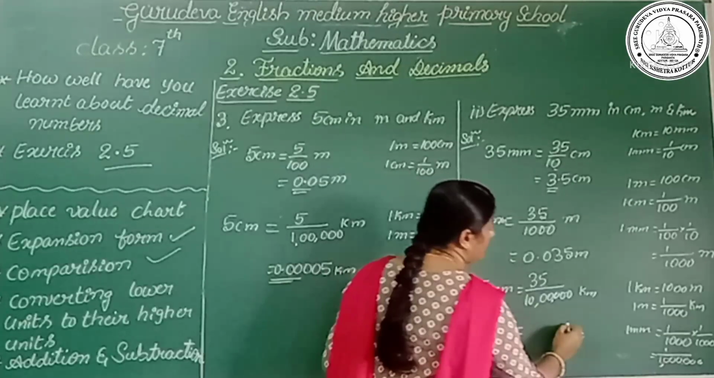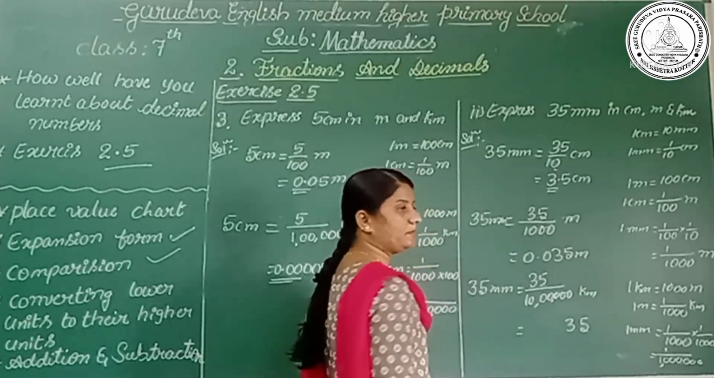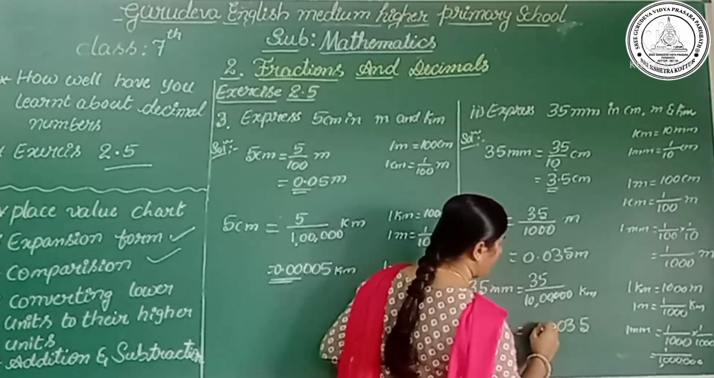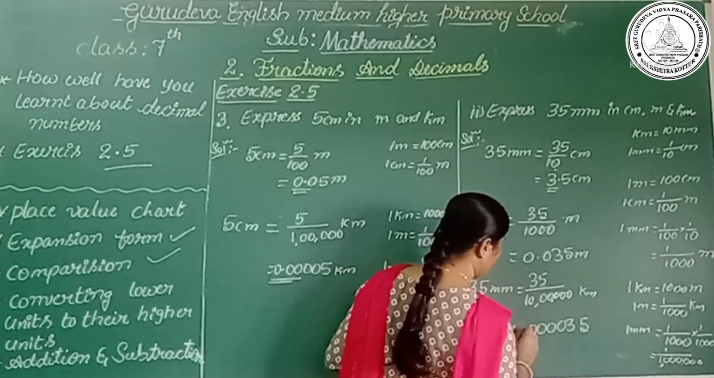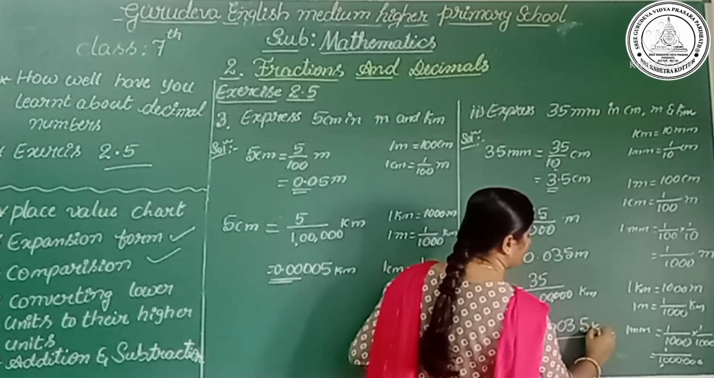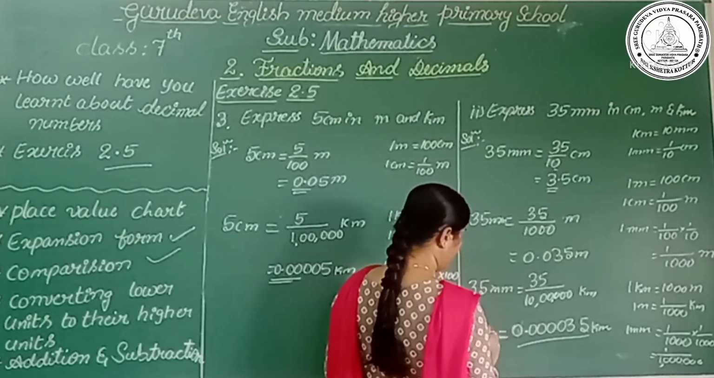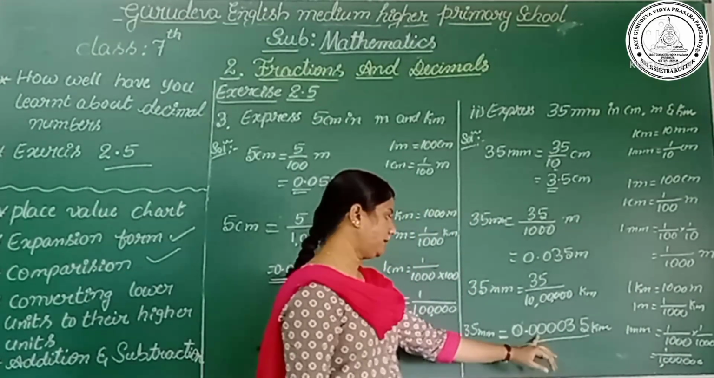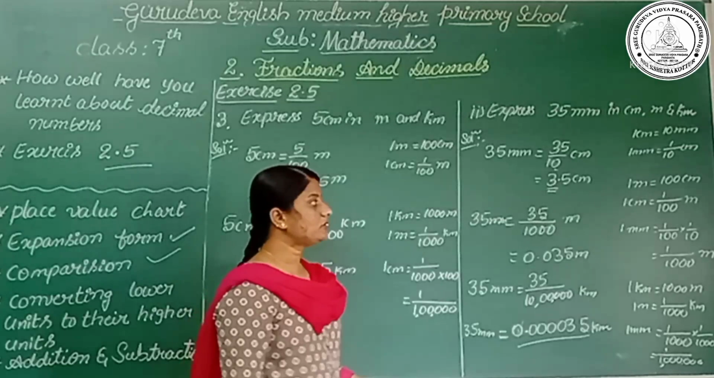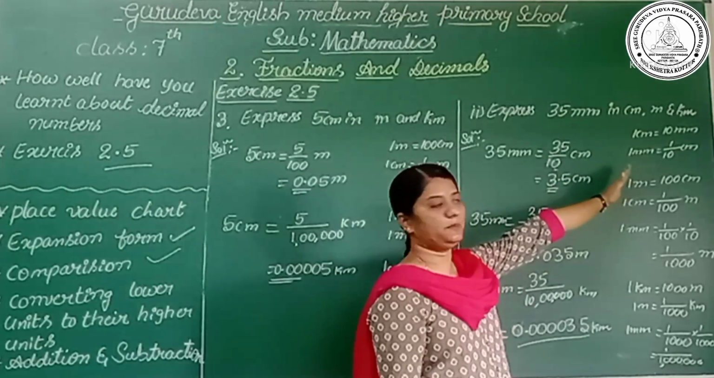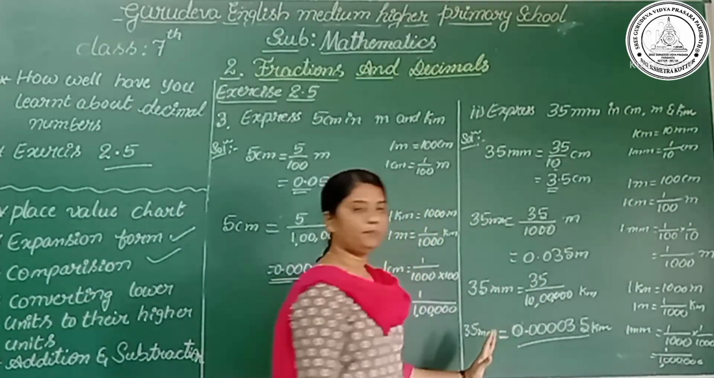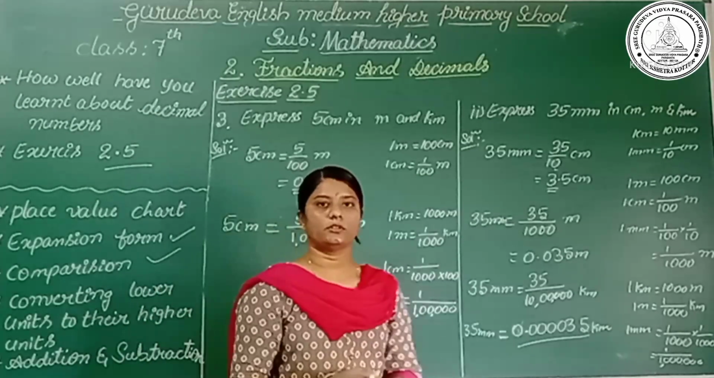So 35 divided by 10 lakh kilometer, which is equal to, write the 35, and we have to keep the decimal point after the 6 places. 1, 2, 3, 4, 5, 6. Keep the point, which is equal to 0.000035 kilometer. So 35 millimeter is equal to 0.000035 kilometer. Is it clear? Yes. You have to remember this: 1 centimeter is equal to 10 millimeter and 1 meter is equal to 100 centimeter. If you know all these, you will do the problem easily. Okay, then let's move on to the fourth question.